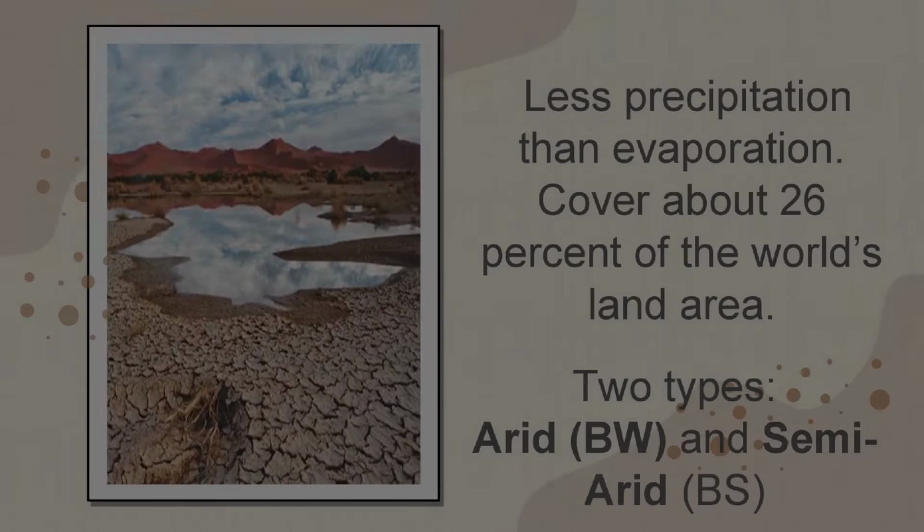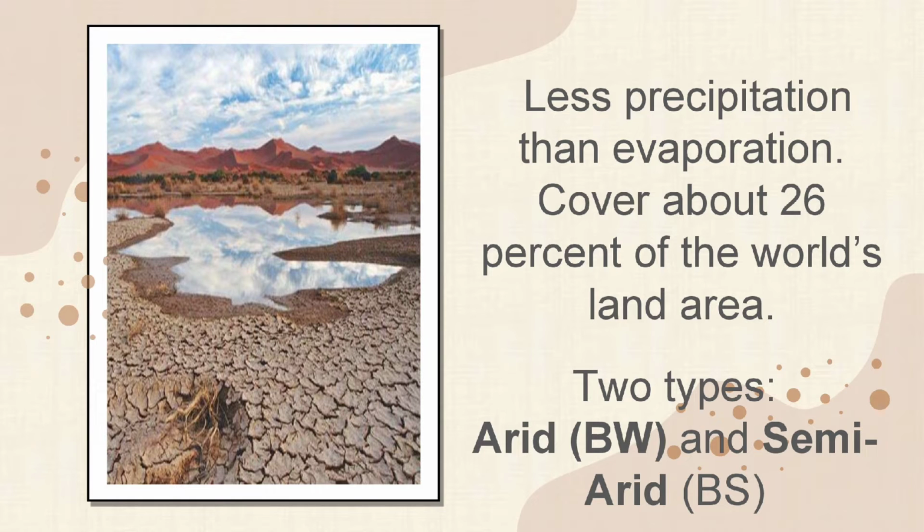I'm here to discuss the dry climates, or the group B. This kind of climate has less precipitation than evaporation. It also covers about 26% of the world's land area. This kind of climate has two types, the arid and the semi-arid.